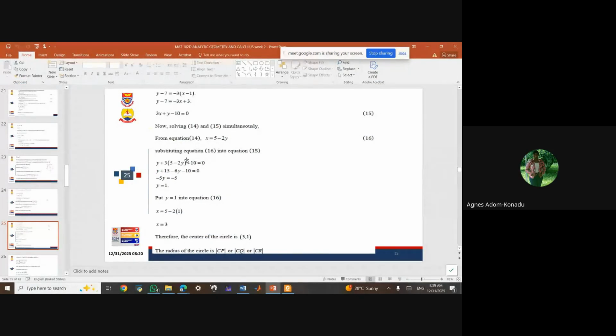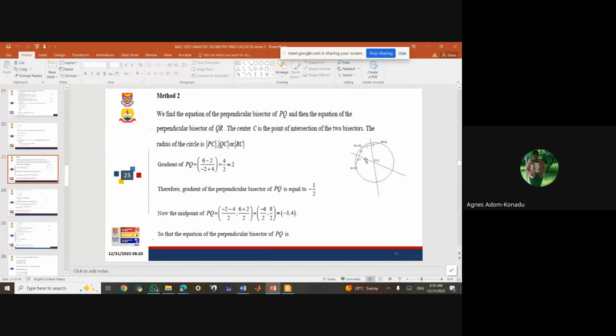Okay, so when we solve the two simultaneously, I hope you can all do it, and I know you can even use the calculator. When you solve, you're going to get y to be 1 and x to be 3, and that is the center. Now you have the center, so you can find the radius. The radius will be the distance from the center to any point.